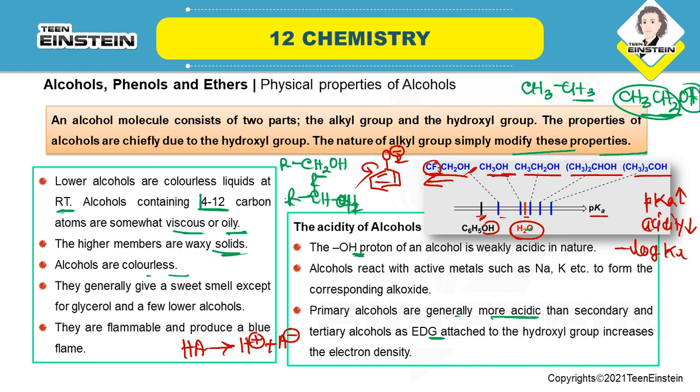And as we are moving towards this side, see the water pK. Suppose you consider this point, all the lines that you are seeing on the right hand side will be less acidic than water, and all the lines on the left hand side will be more acidic than water. Fine. And here the number of alkyl groups is increasing, so this H will have less and less acidity. Fine.